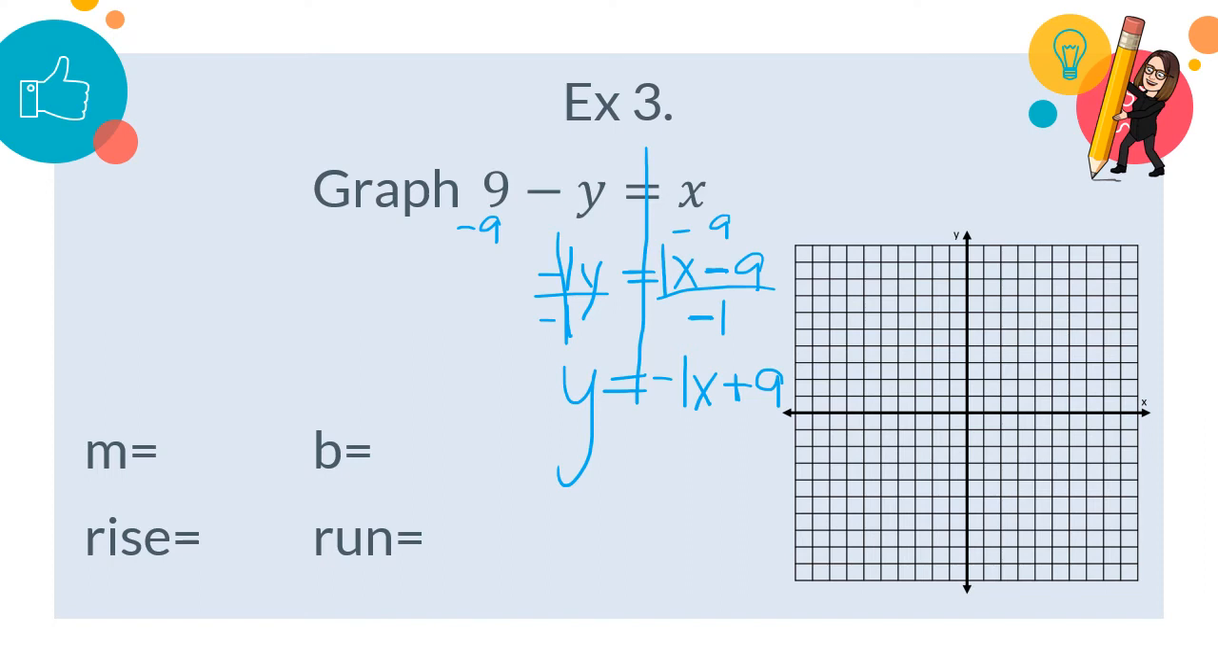Step 2, identify your y-intercept and graph it. Which number is now by itself? The 9. So my b value is 9, or you could write it as 0, 9. Let's plot that. That means on the y-axis, because this is my y-intercept, I'm going to go up to 9. Label that your beginning point right away.